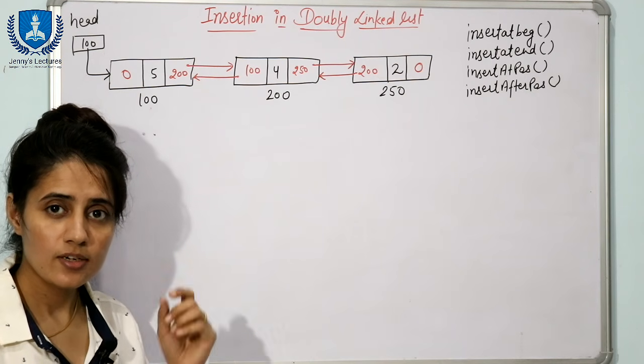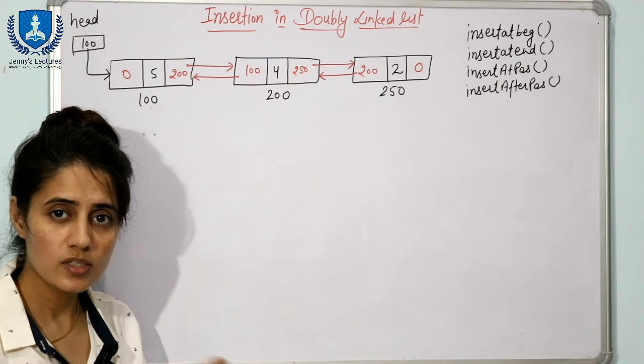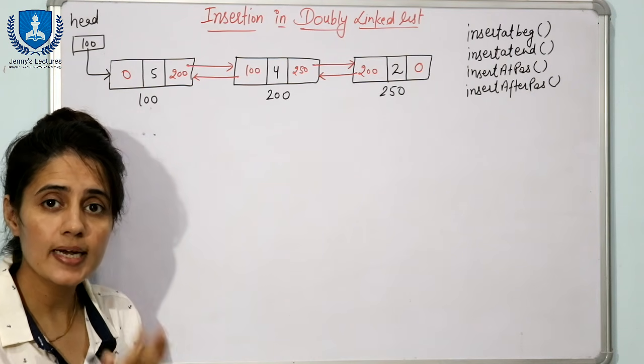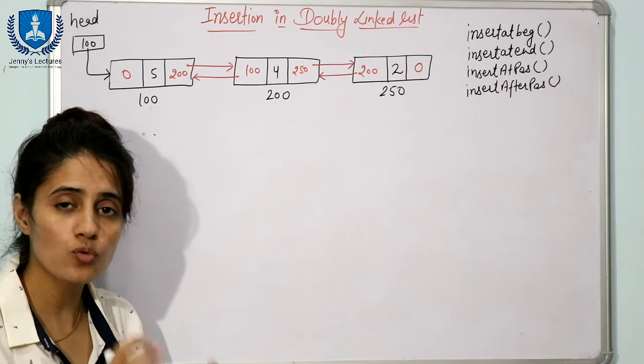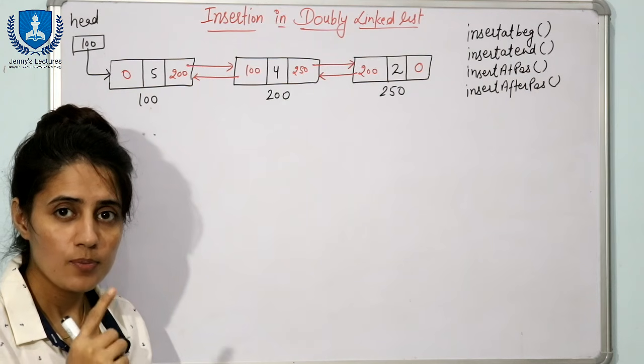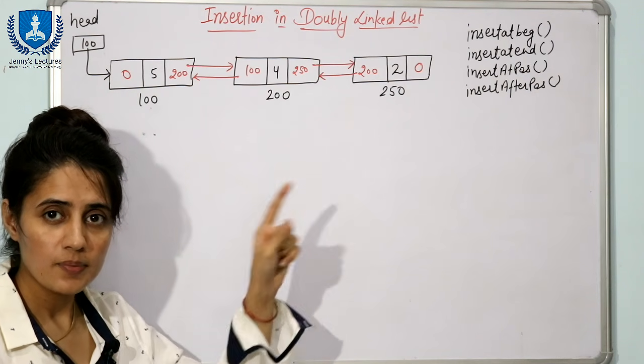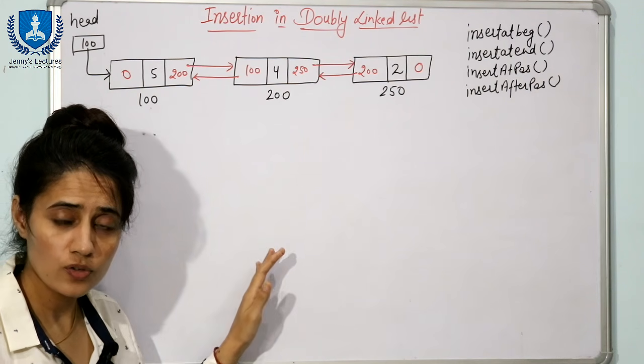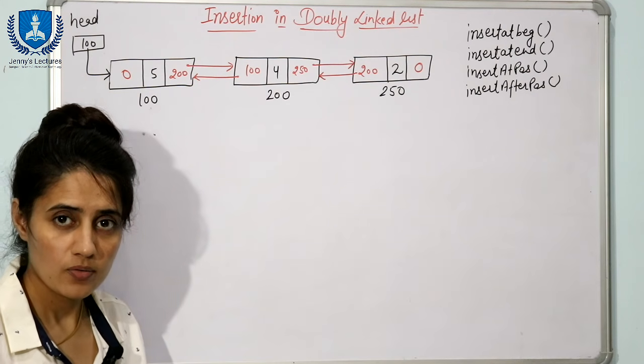We have discussed the introduction of doubly linked list, what is doubly linked list, and how to create a doubly linked list, as well as how to display the content of a doubly linked list. I'll provide you the link of those videos in the side button. You can check out there. Before going to this video, you must check out those videos, right?